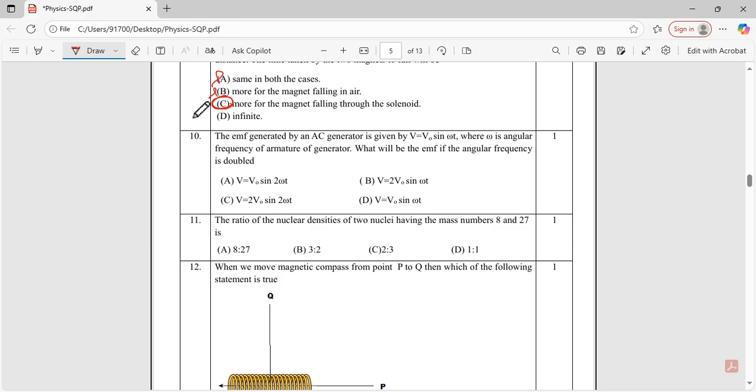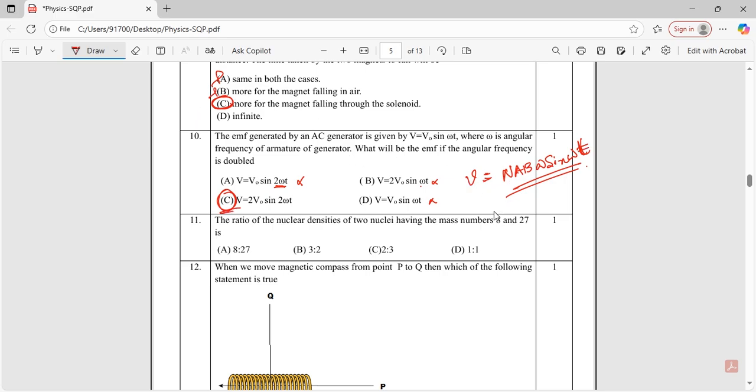So we see that if the angular frequency is doubled, V equals V0 sine 2 omega t. So that's not double here, obviously, so these two are the correct ones. Okay. Because V is equal to NAB omega sine omega t. That's the main formula. So option C is the correct answer.